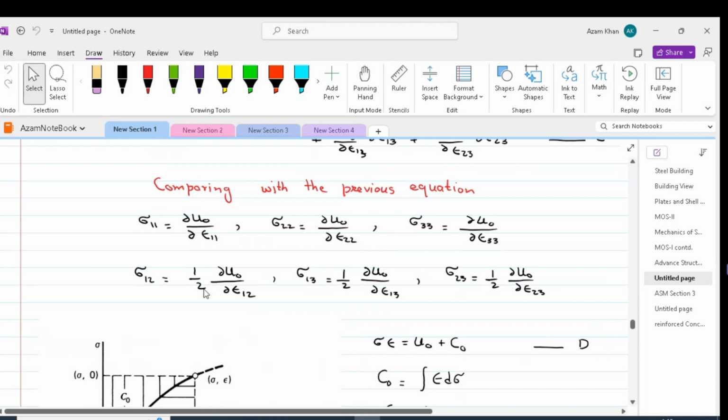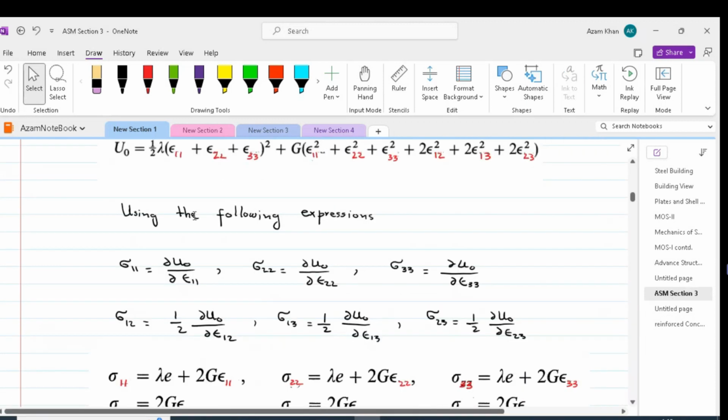Sigma 1 2 is equal to half partial u naught by partial epsilon 1 2. Sigma 1 3 is equal to half partial u naught by partial epsilon 1 3. And finally, sigma 2 3 is equal to half partial u naught by partial epsilon 2 3. So we can take the partial derivative of the strain energy equation and get our stress components. So these expressions are again written over here.